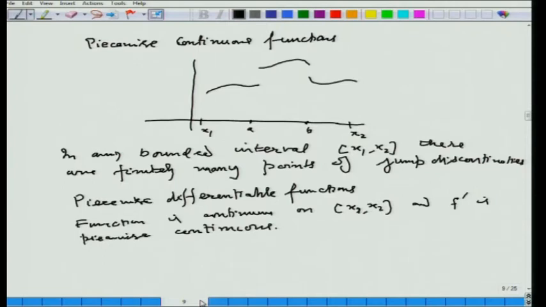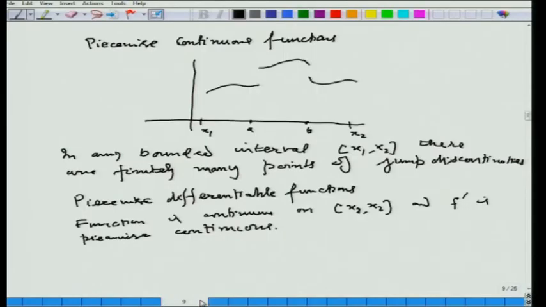Then piecewise differentiable functions, where the function is continuous and f prime can have discontinuities of first kind. Here f prime is assumed not to change sign at infinitely many points inside the interval x 1 x 2, so as to avoid the case where the left derivative and right derivative are equal, but they are not equal to the value of the derivative at that point. Such situations will be avoided if we assume that f prime does not change sign at infinitely many points inside the interval.